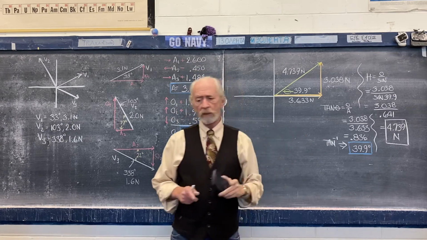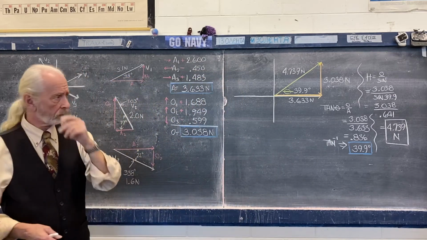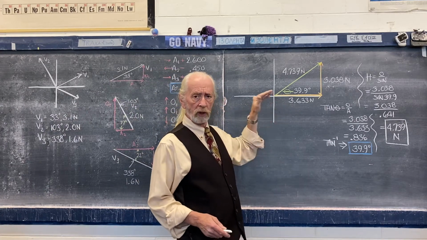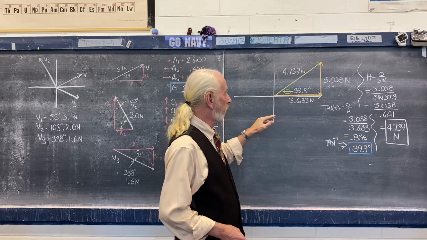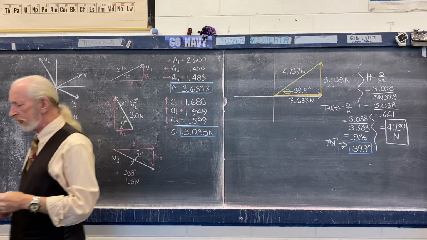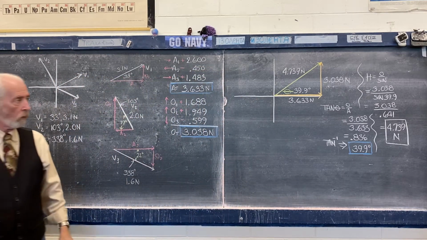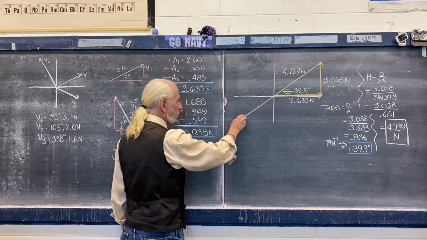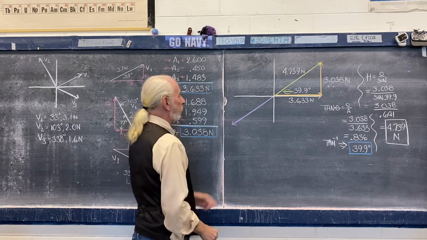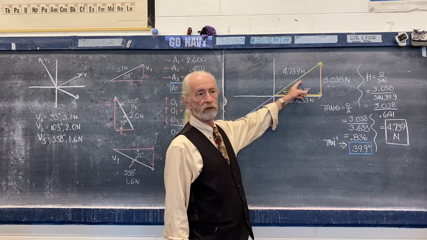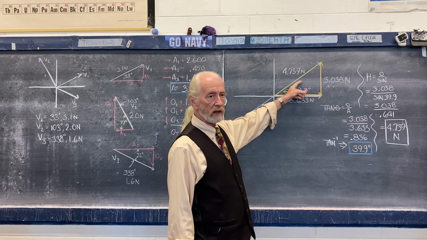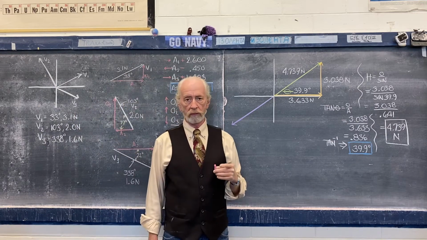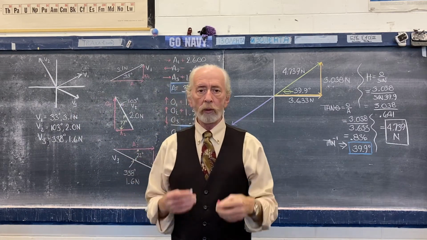Now, let's go one step further. What would cancel the whole shebang out? Well, how about something equal and opposite? In other words, what if I had a fourth bungee cord that went in this direction? That bungee cord would cancel out this bungee cord, which in effect would cancel out these three bungee cords. That is what we call an equilibrant.